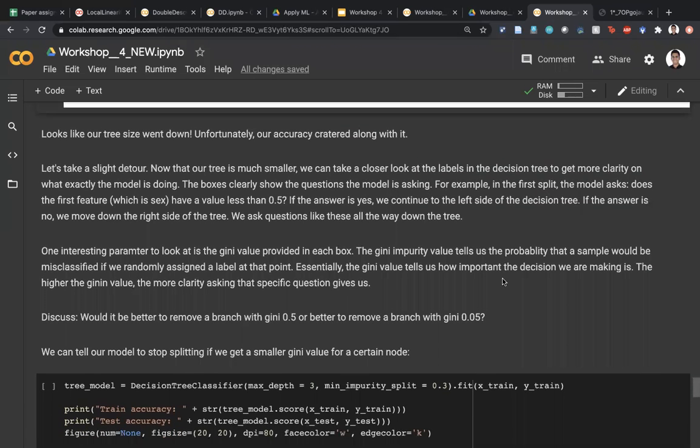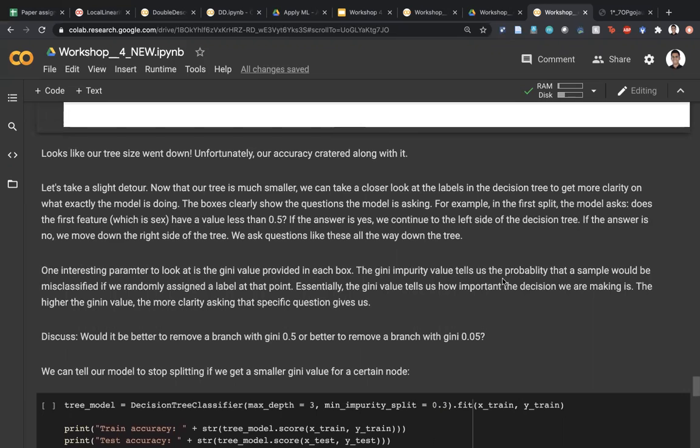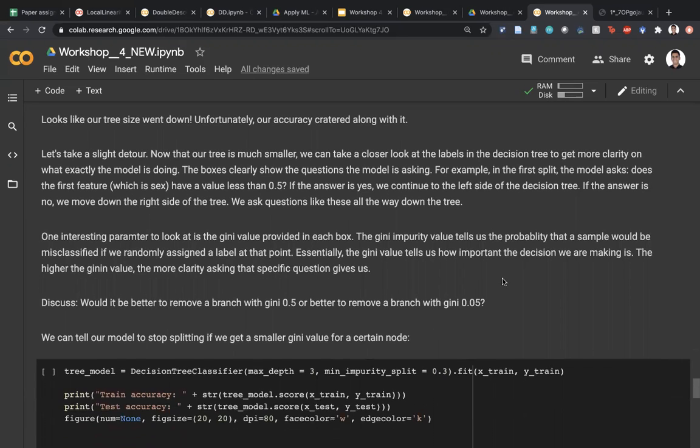Cool. So let's try a different approach now. First, our approach was limiting the max depth. Now let's try giving the decision tree a little bit more information on how exactly to split, right? An interesting parameter is to look at that Gini value provided in every box.